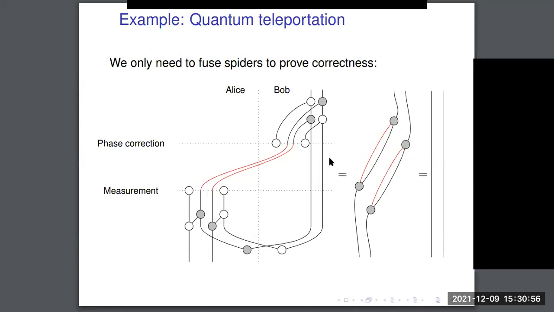And what I think is kind of interesting here is that in the normal graphical proof of correctness of the quantum teleportation algorithm, at some point you have to use the Hopf law between the Z and X observables. But here the Hopf law is not ever invoked. Really all we do is fuse all the spiders together. And then here, we get that it's identity.